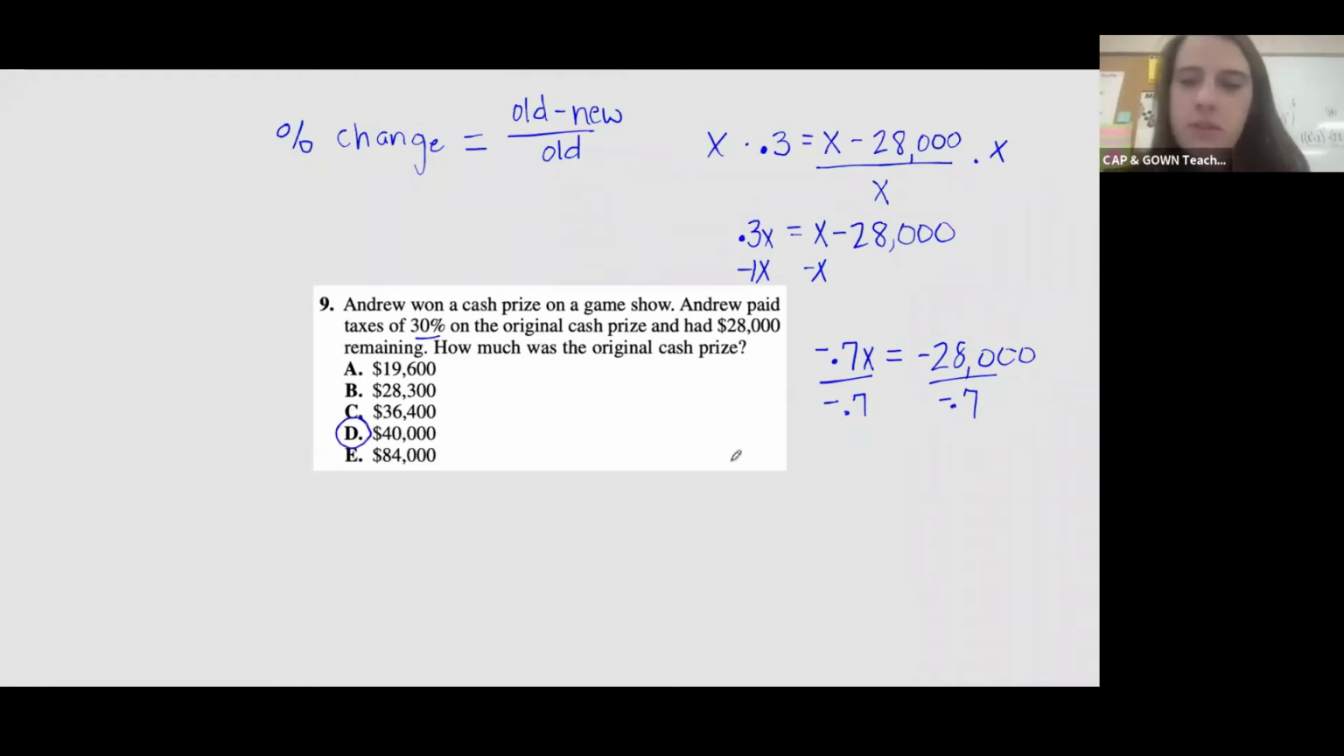So notice how when you divide by that percent, by that decimal that's less than 1, the number increased to 40,000.